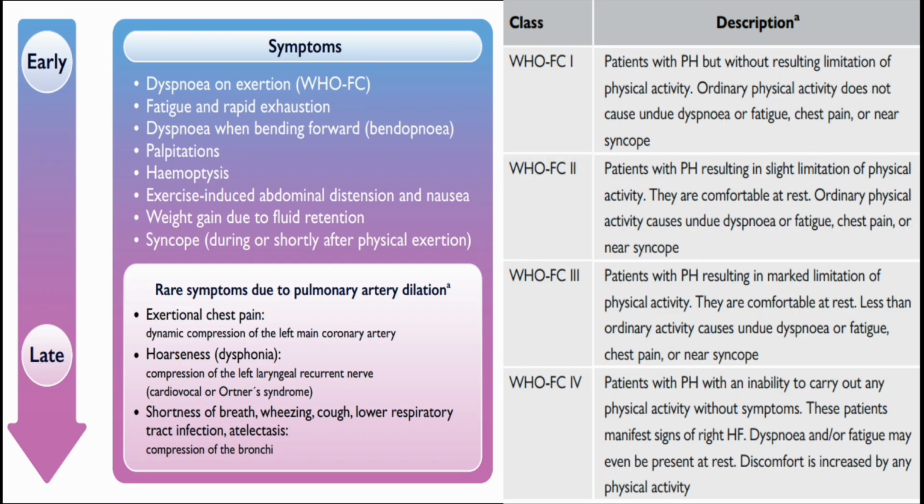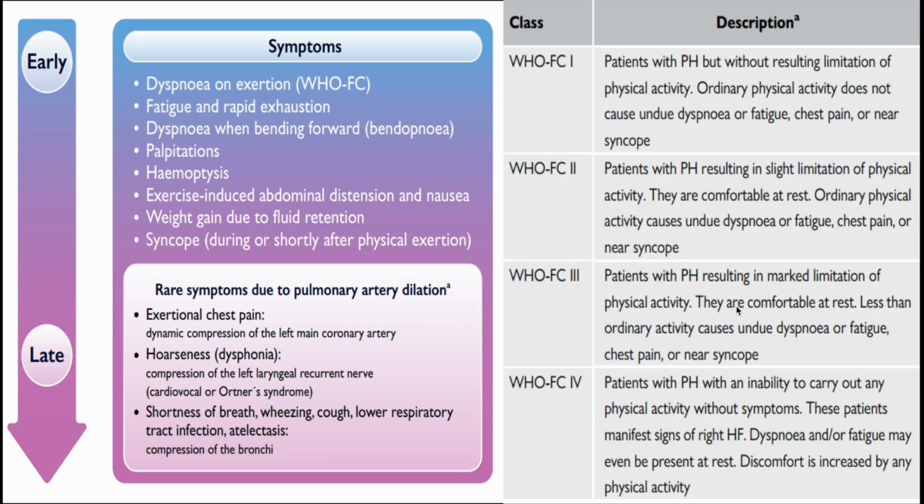So the early and late features: the early feature is dyspnea on exertion. There is the WHO functional classification, which is 1 to 4. WHO functional class 1 means a patient with PH but without resulting limitation in physical activity. Ordinary physical activity does not cause undue dyspnea and fatigue. In functional class 2, pulmonary hypertension results in slight limitation. They are overall comfortable at rest, but ordinary physical activity causes undue dyspnea and fatigue.